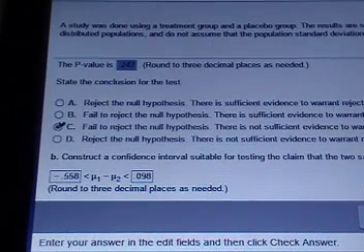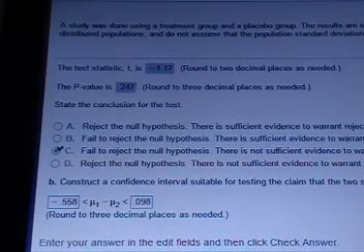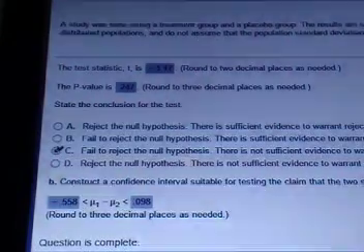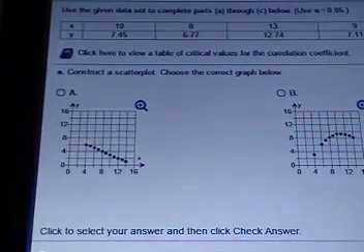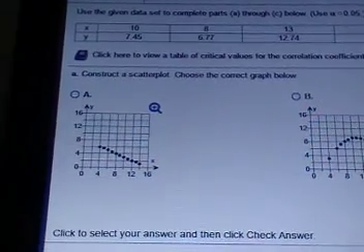So we can't reject the null. The null was that they're equal to each other, so it doesn't prove that they're equal to each other. But we can't say that they're different. So in order to show that a treatment makes a difference, you have to be able to reject the null and say that there is definitely a significant difference. We can't say that here.